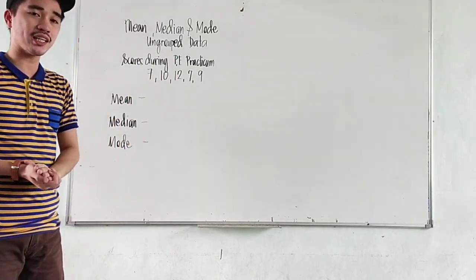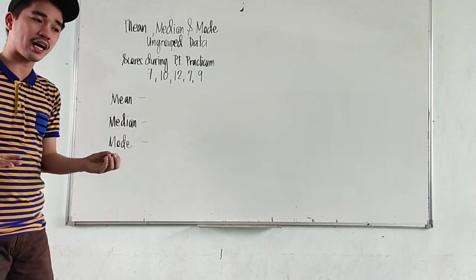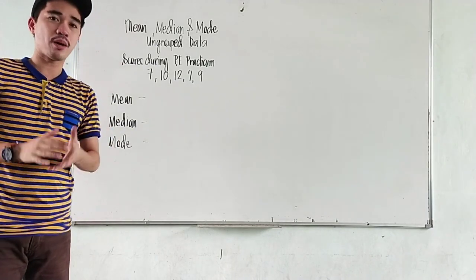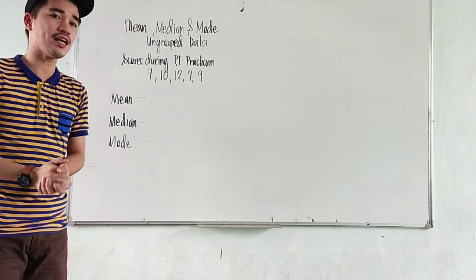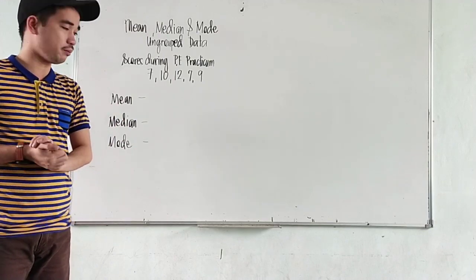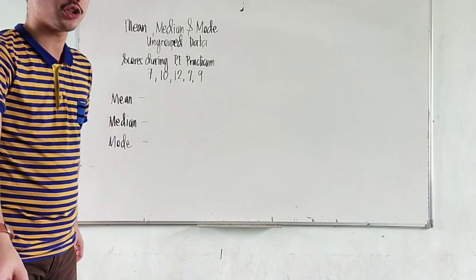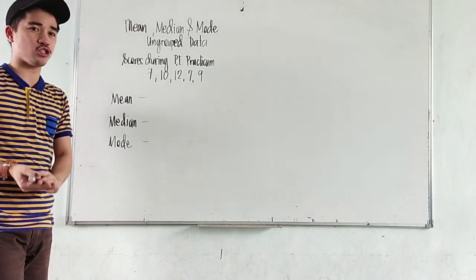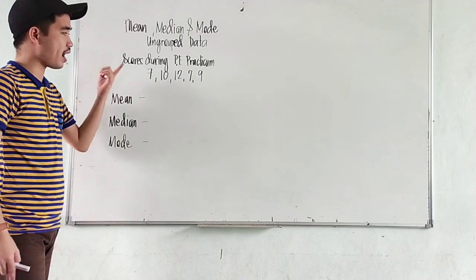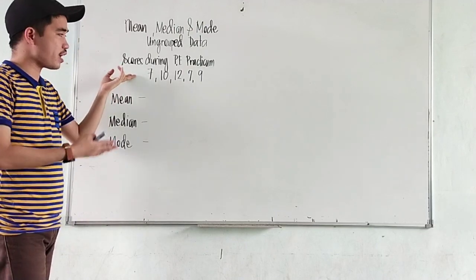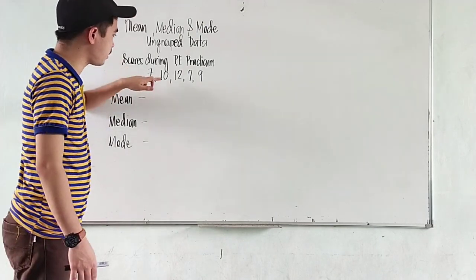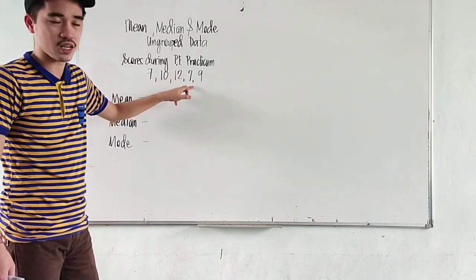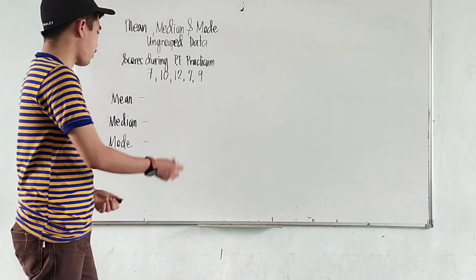It is this easy because with ungroup data, we don't need a table. Through this presentation, we can get it right away. Let's start getting the mean. The first thing to do to get the mean is to add all the population scores. As we add all the 5 scores, we have 17 plus 12, 29 plus 7, 36 plus 9, we have 45.